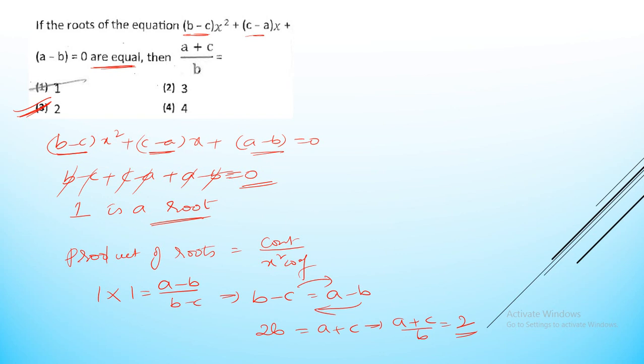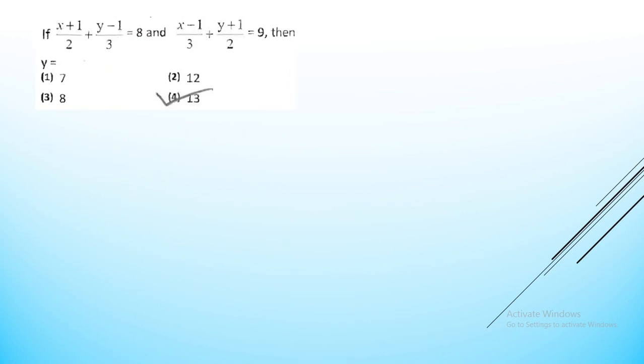Right? Next, moving on to one more question. (x plus 1) by 2 plus (y minus 1) by 3 is equal to 8, and (x minus 1) by 3 plus (y plus 1) by 2 is equal to 9. Then what is the value of y? On taking LCM, what am I going to get? 3 into (x plus 1) plus 2 into (y minus 2)... 3x plus 3 plus 2y minus 2 is equal to 48.